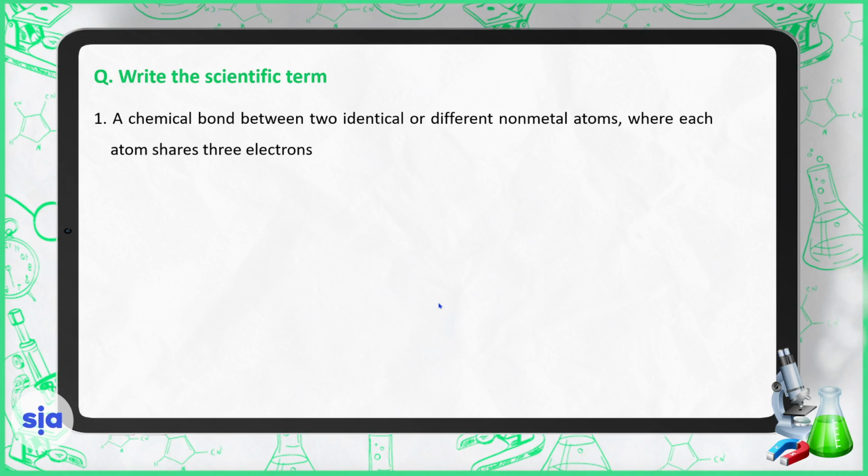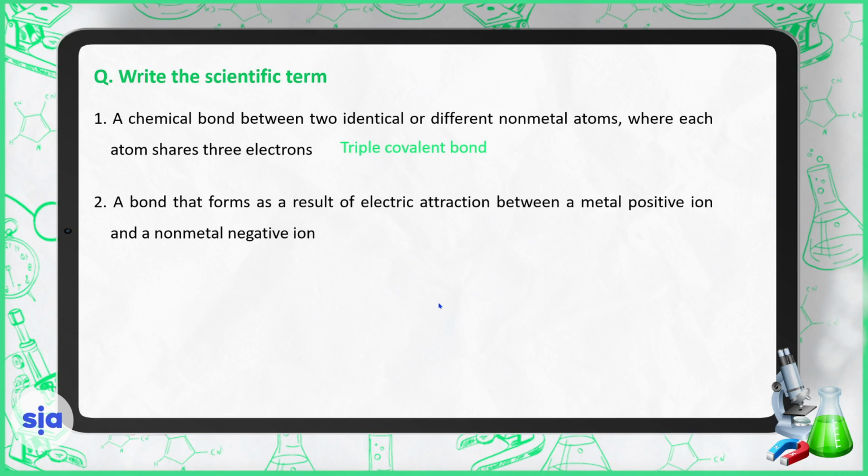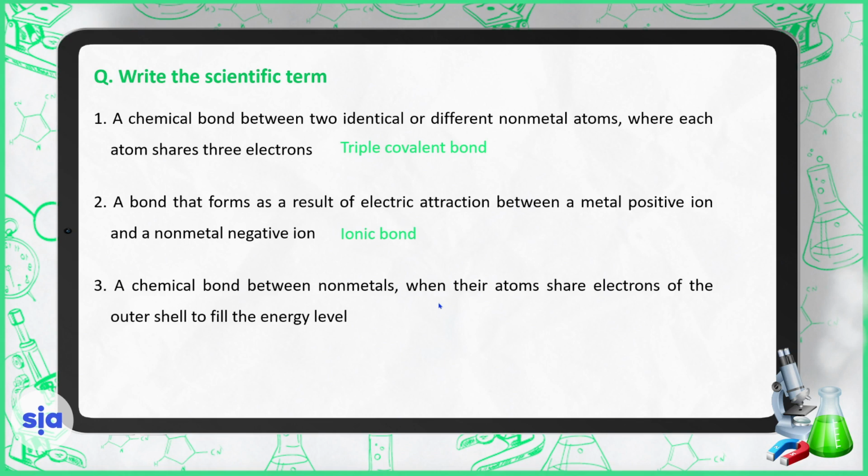Now it's time for questions. Write the scientific term. A chemical bond between 2 identical or different non-metal atoms, where each atom shares 3 electrons. It's a triple covalent bond. A bond that forms as a result of electric attraction between a metal positive ion and a non-metal negative ion. It's an ionic bond. A chemical bond between non-metals when their atoms share electrons of the outer shell to fill the energy level. It's a covalent bond.